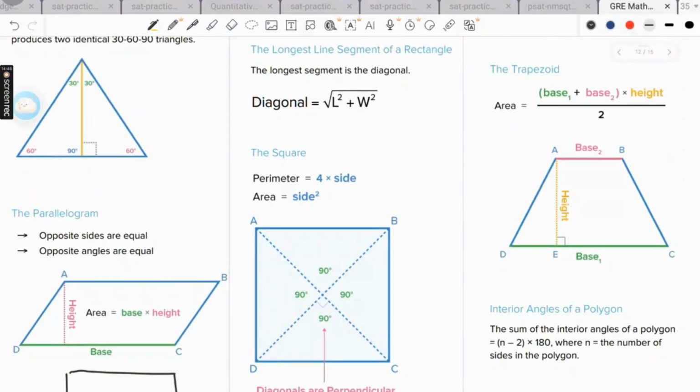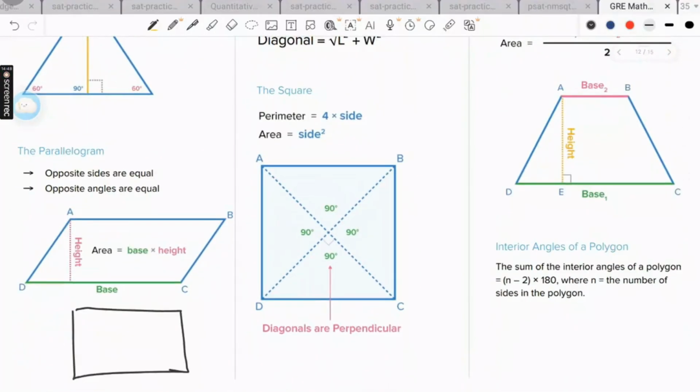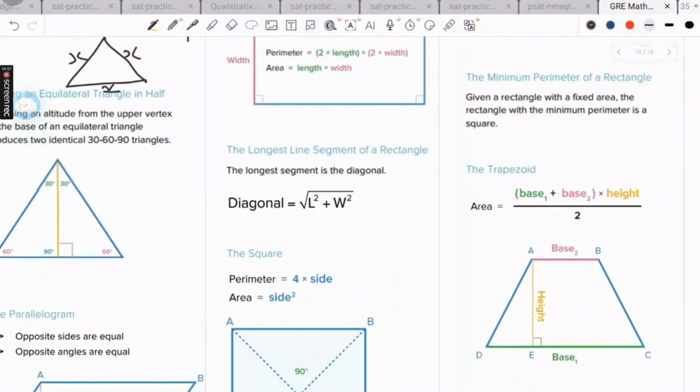Area is base times height. What we are calling base and height are two lines that are perpendicular to each other. This height and this base must meet at 90 degrees.